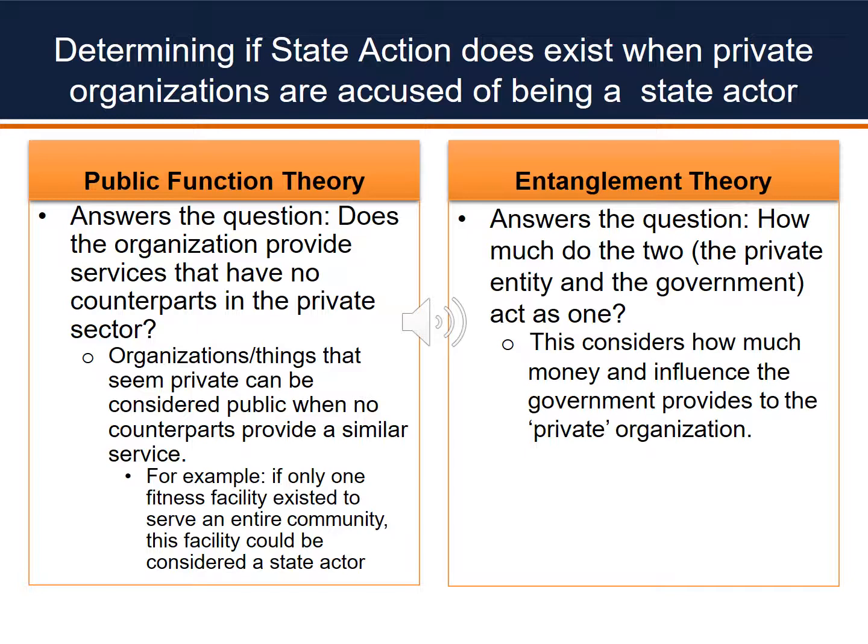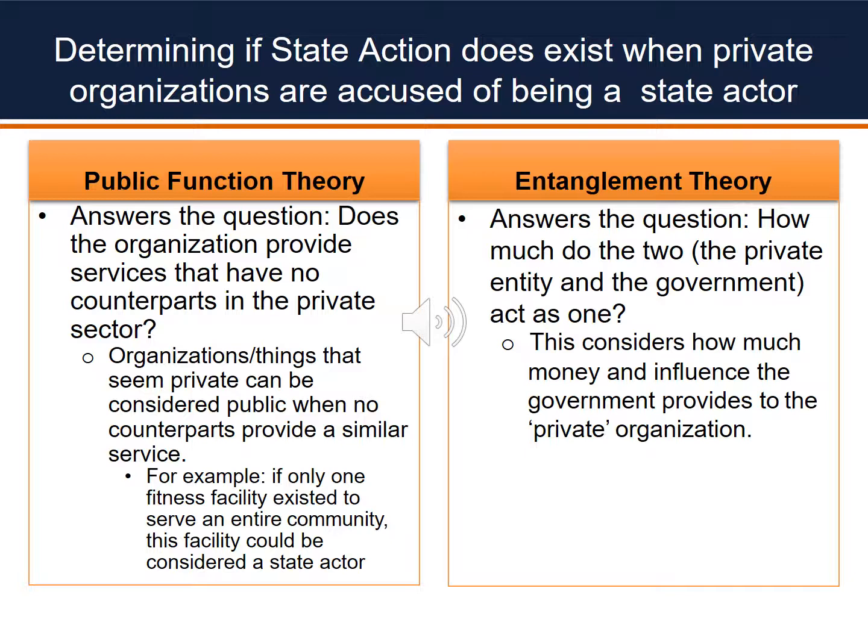It can be fairly simple to see, as stated in our previous slide, that there are definitely sport organizations that are state entities. They receive funding and or act as branches of the government. But what about those organizations that might be private? And what happens when they're accused of being a state actor? There are two ways that we are going to think about determining if state action exists when private organizations are accused of being a state actor.